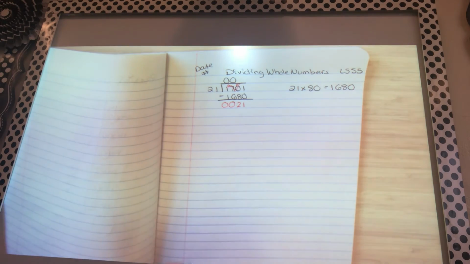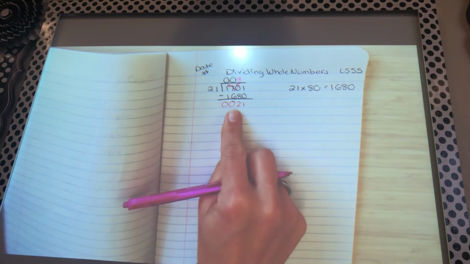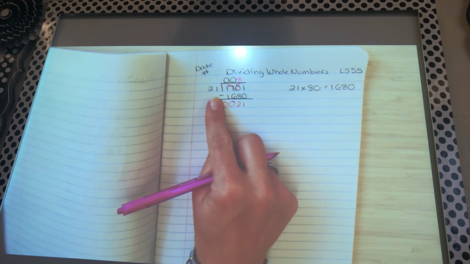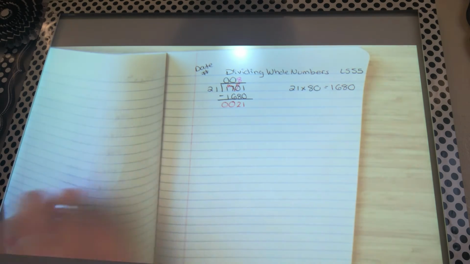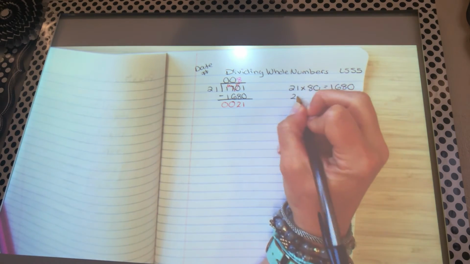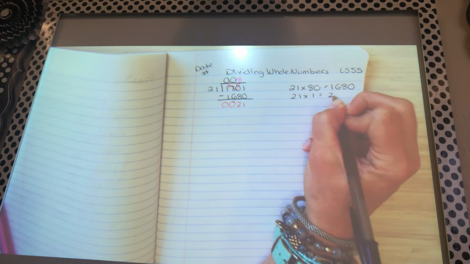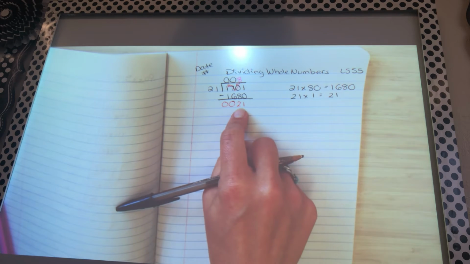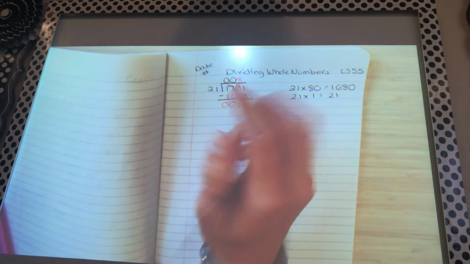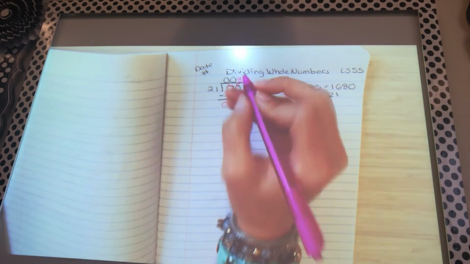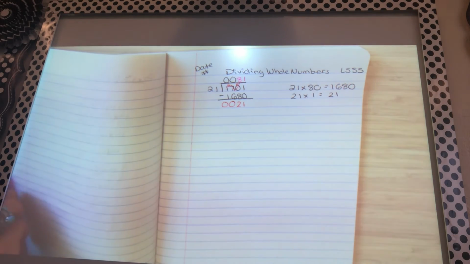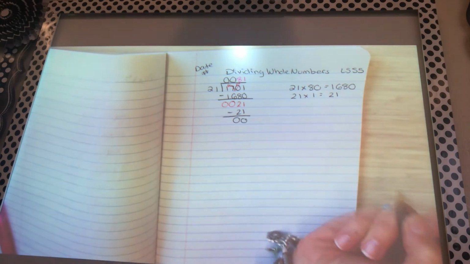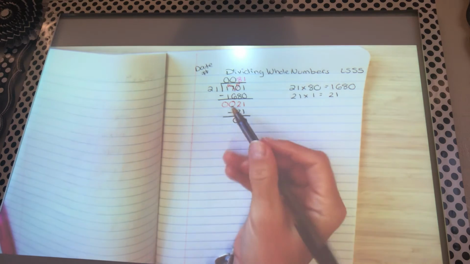If I look at that, I know that 21 can be 21 ones and be put into 21 different groups one time, because 21 times 1 equals 21. So this product matches what I have remaining from my division problem. That means I can do 21 times 1, and it gives me 21, and I have a remainder of 0. So that's one way that you could do it.